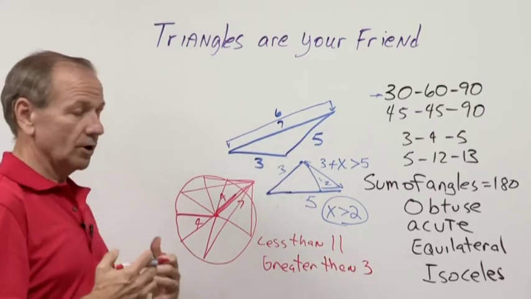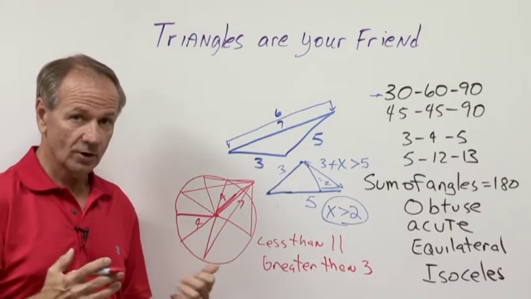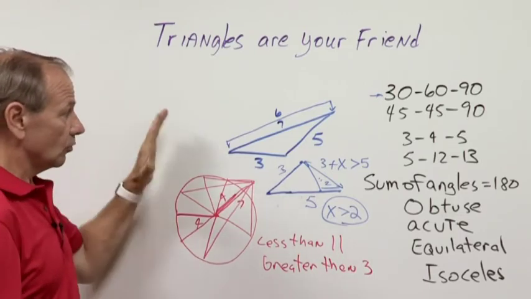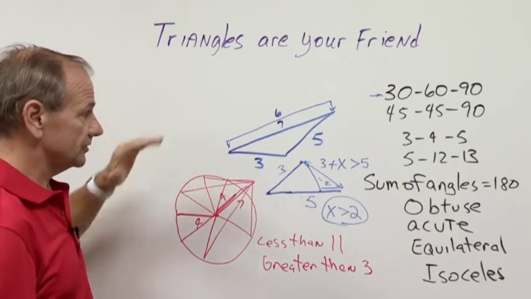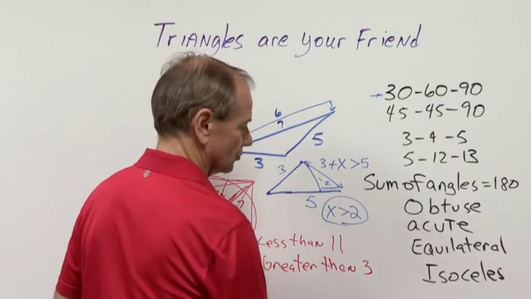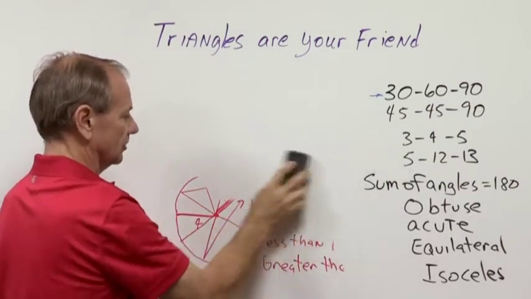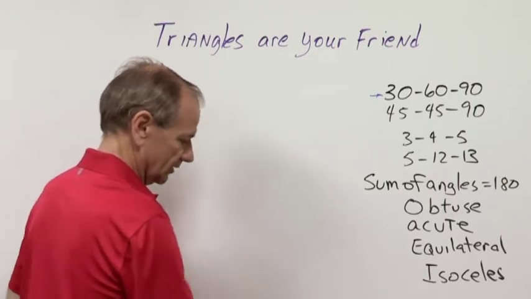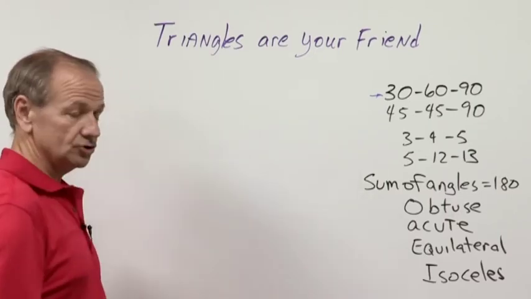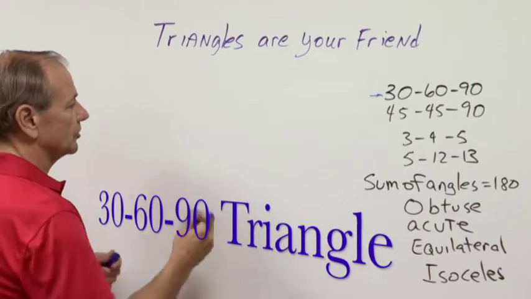Because 4 plus whatever's greater than 3 would be greater than 7. Okay, so I want to get the basics out of the way. This is triangle construction. Now, with a little bit of that under our belt, let's take a look at some of these special triangles that the ACT has used for many years.